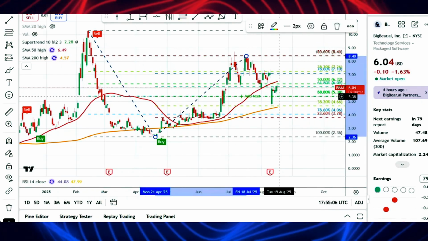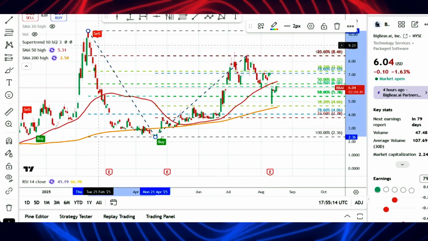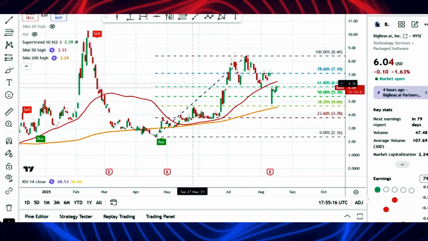And you see how the lines, the 50 is right on top of each other, and they're pretty much near each other. So the Fibonacci retracement is a powerful tool. Now let's take a look at the RSI.